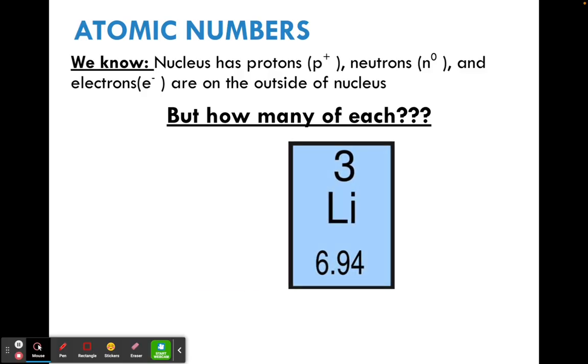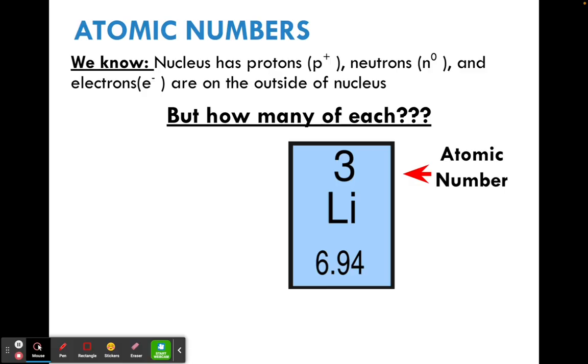So let's look at an element on the periodic table. If you look at an element on the periodic table, this is what you're likely to see, or something very similar. So here we have lithium. Lithium is the symbol Li. And what is this top number? Well, the top number is the atomic number. The atomic number tells you the number of protons. The periodic table is organized according to the number of protons.